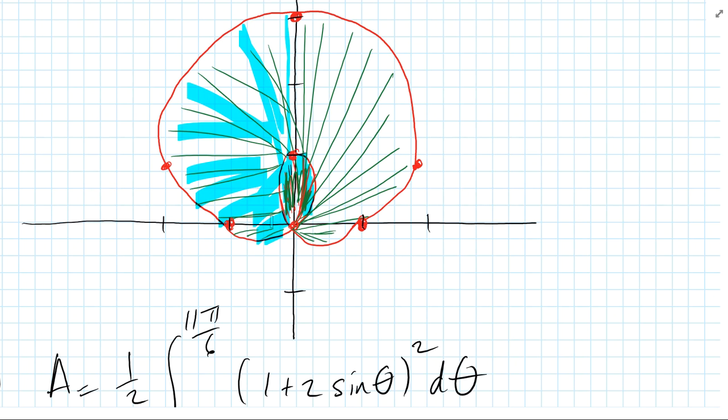Okay, the first choice is integrate from 0 to 2 pi and subtract out the loop twice. I'm saying if you don't want to do that, I want to be a little cleverer. I'm going to do this half, and I'm going to go from pi over 2 all the way to 7 pi over 6 and get the whole half, and then I just have to subtract out half the loop.